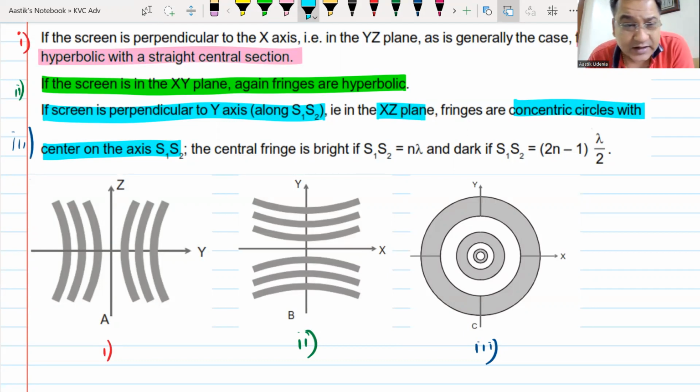And they might ask you this one. So just remember, when the screen is perpendicular to your y-axis. Y-axis is the axis where your pinholes are made. In the xz plane, you can have concentric circles as well. Do we understand this? Yes, sir. Just have to remember the shape. I'll give you 2 minutes to note it down.